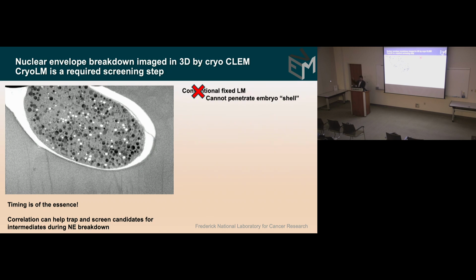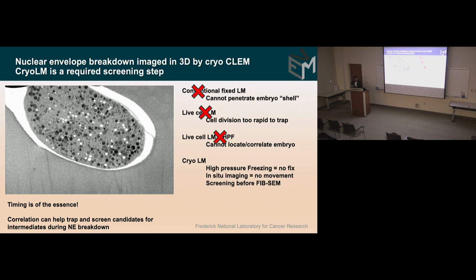So you can't use fixed cell imaging, because it turns out that C. elegans embryos have almost like a chicken egg shell, right? There's this really chitinaceous membrane, and so fixatives don't diffuse quickly enough. You can't do live cell imaging, because sure, you've seen your feature, but by the time you take it over to the EM sample prep, you've missed your time point. And you can't do high pressure freezing after the fact, because for the same reason, you can't find out where your embryo is. So the only way to do it is to do cryofluorescence microscopy, right?